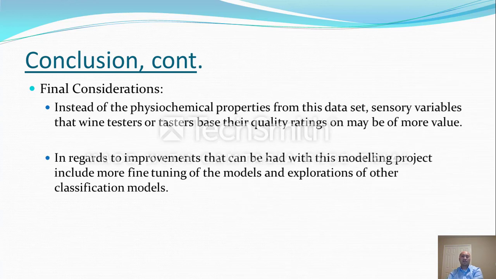Some final considerations for the project include, instead of the physicochemical properties from this dataset, perhaps sensory variables that wine testers or tasters base their quality ratings on may be of more value. In regards to improvements for this modeling project, they include more fine-tuning of the models and exploration of other classification models, or more models in general.